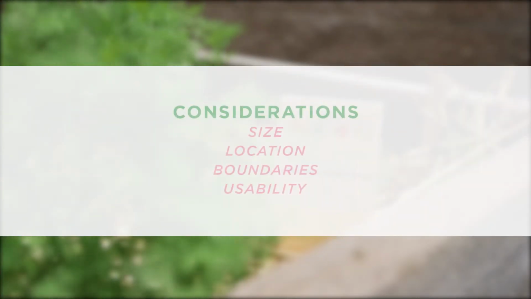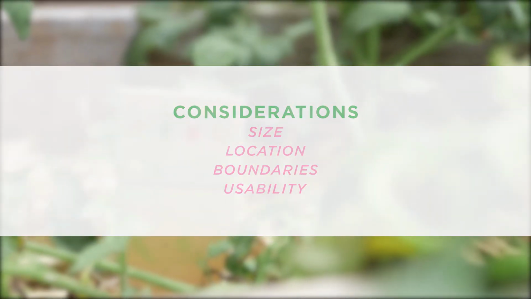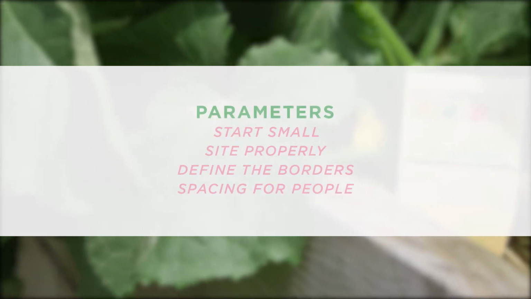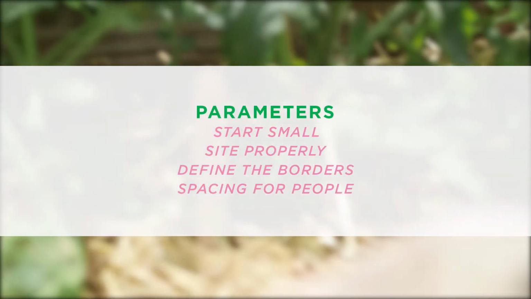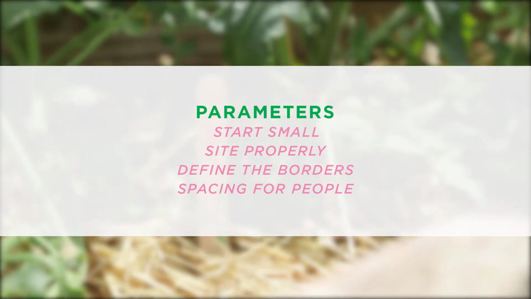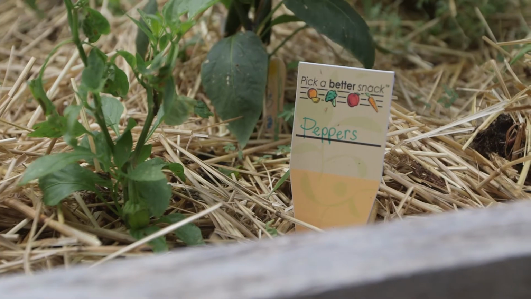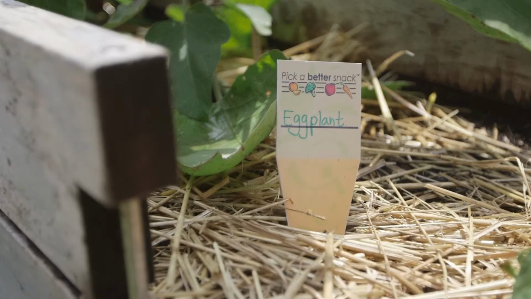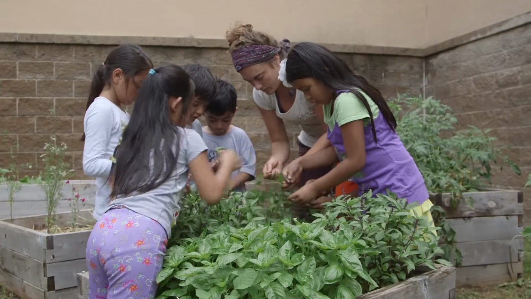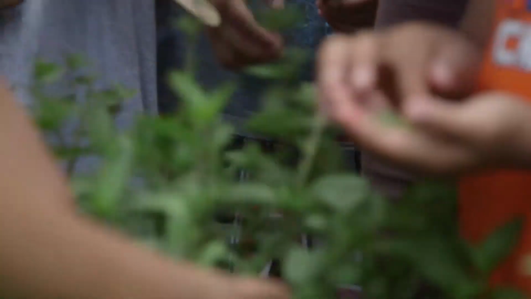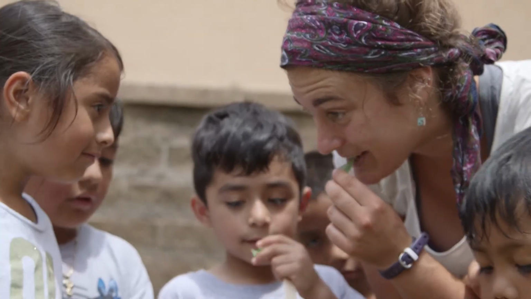Every good garden design should consider the size, location, boundaries, and usability of their garden. Starting small, siting properly, defining the borders, and making sure people can flow through the garden are all important. Taking these issues into consideration, who can help you design your garden? A Garden for Every School has tools to help you make key garden design choices. This video has its own planning guide, tips for recruiting local talent that can design your garden for free, and a budgeting tool for the materials you will need.